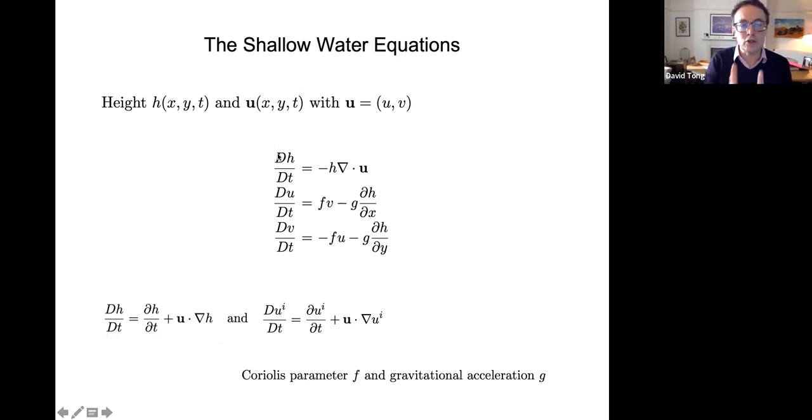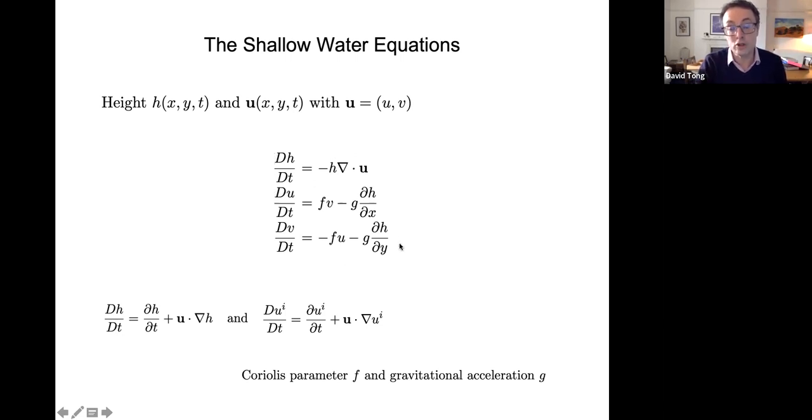And the first equation is just capturing the fact that the mass of the fluid is conserved. And so what happens is if all the fluid piles up at some point, so grad dot u is non-zero, the height has to grow at that point. And if all the fluid is moving away from one point, the height shrinks. So that's what the first equation is telling us.